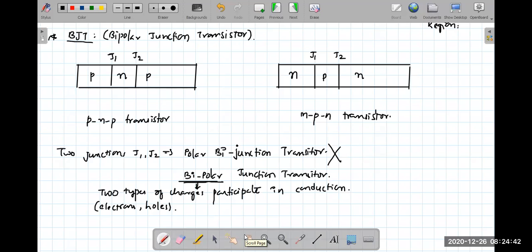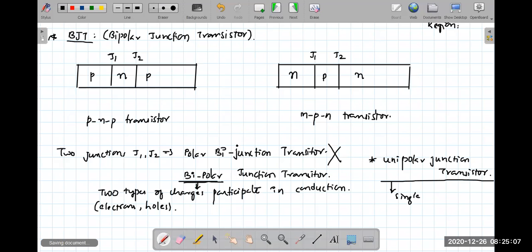Then comes a question: can there be a unipolar junction transistor? Yes. We have something called unipolar junction transistor also. That is not in our syllabus, but we have certain types of transistors, certain designs, where there will be only a single type of charge.